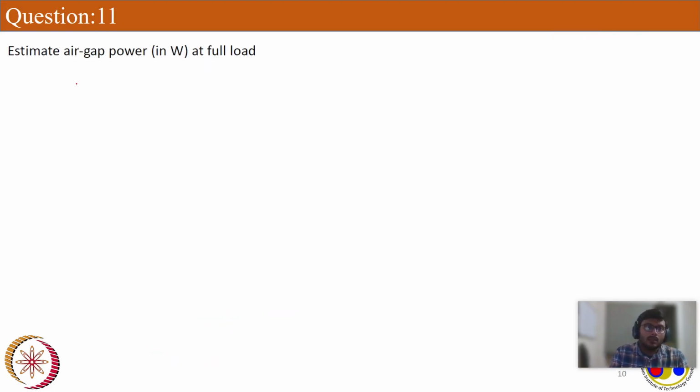That's simple. That's a direct, straightforward question. We just have to equate all the losses to the input, and we will get the stator core loss. Now, the next question is air gap power at full load. We have to find the air gap power at full load when we know all the other losses.